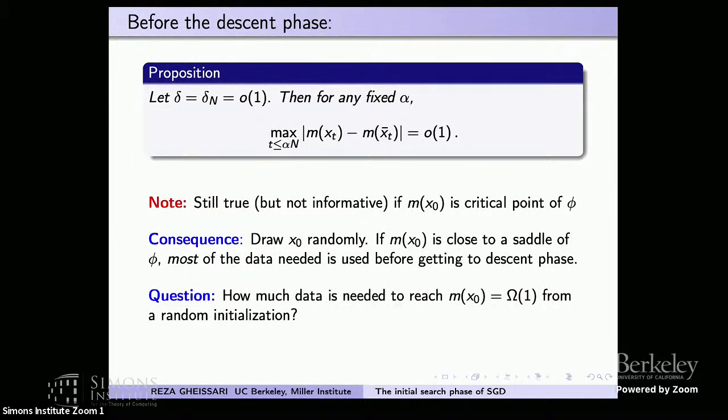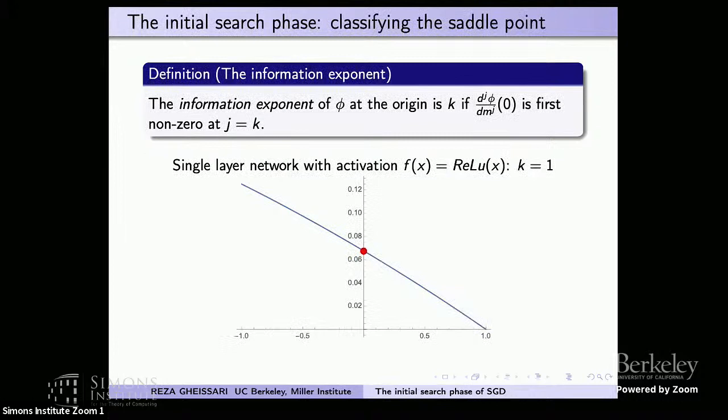And the question I want to ask is how much data is actually needed to escape this unstable saddle point at the origin. To hone in on that, I'm going to define what I'll call an information exponent. It's a notion of the level of instability of the saddle point. I'm just going to say it's k if the first non-zero derivative of this function phi at the origin is the kth one.